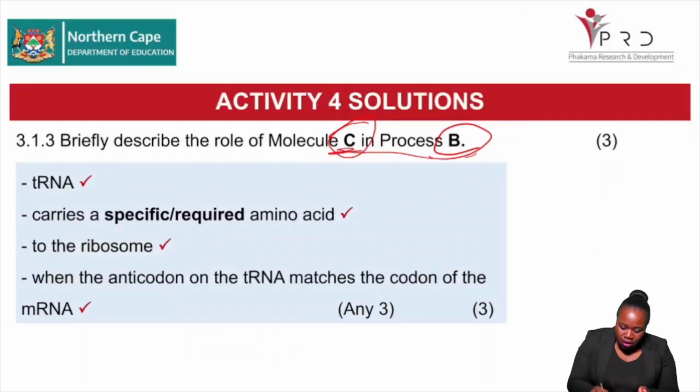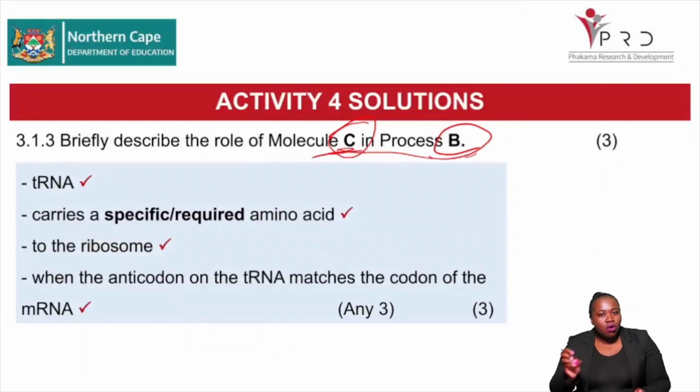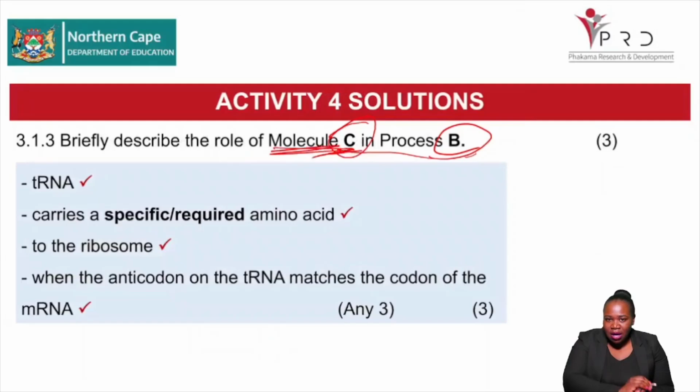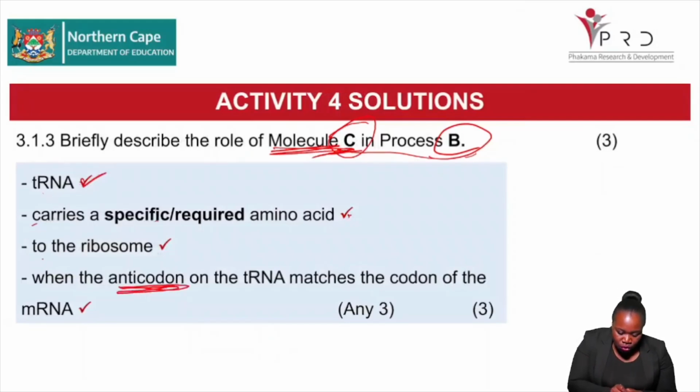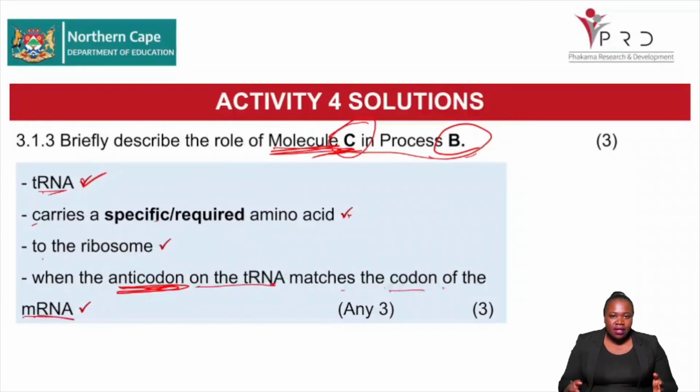molecule C. The question did not say the role of tRNA. It means you will get a mark for saying what molecule C is. Molecule C is tRNA, and tRNA carries a specific or the required amino acid to the ribosome, when the anticodon on the tRNA matches the codon on the mRNA. And that's it. tRNA brings in amino acids based on the anticodon on the tRNA that is complementary to, or matches, the codons on mRNA. That's it.